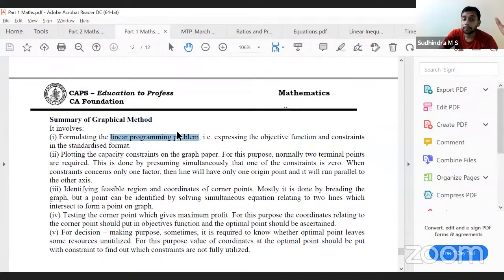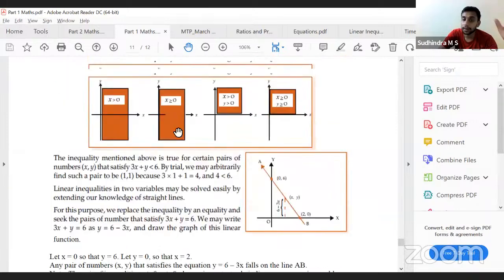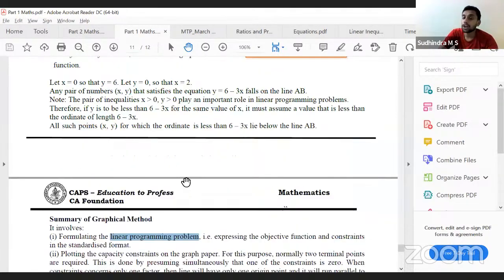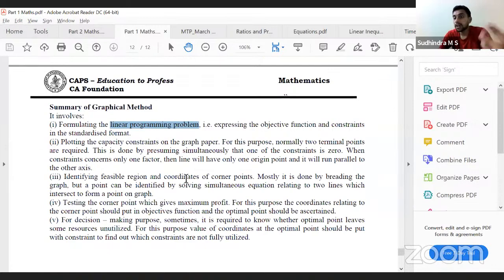First, we have to formulate the LPP, linear programming problem. Generally, it will be given in the form of inequalities. If it is given in the form of conditions, we have to convert the conditions into inequalities. How to do that? We'll discuss one of the problems, no problem.